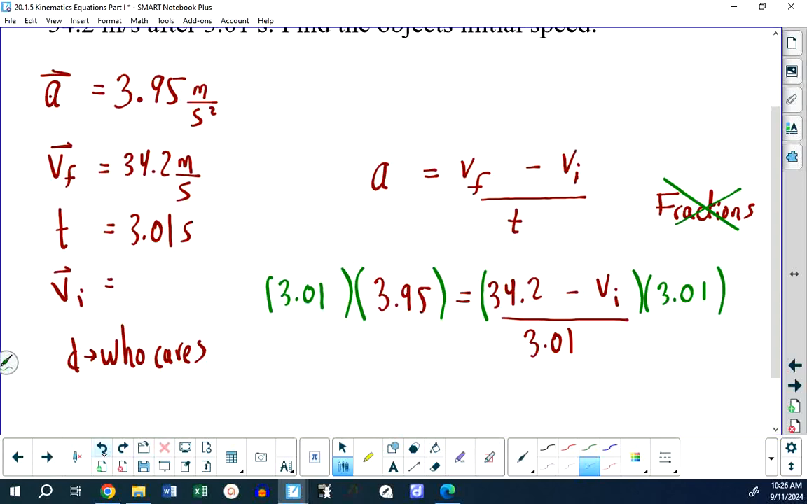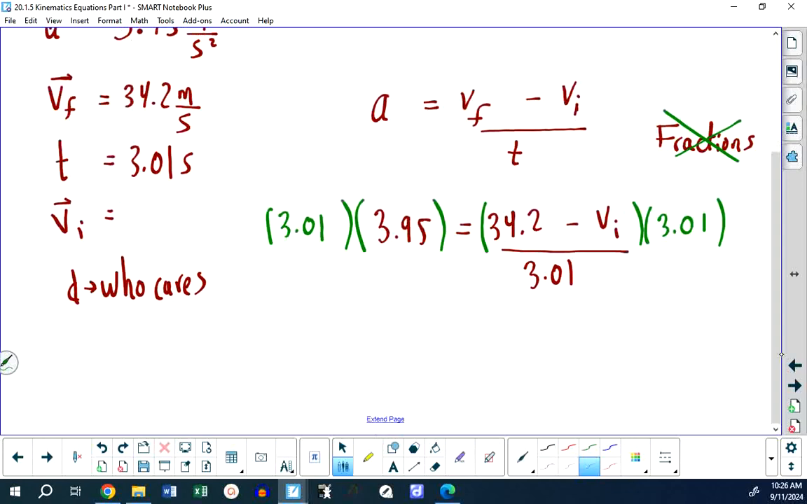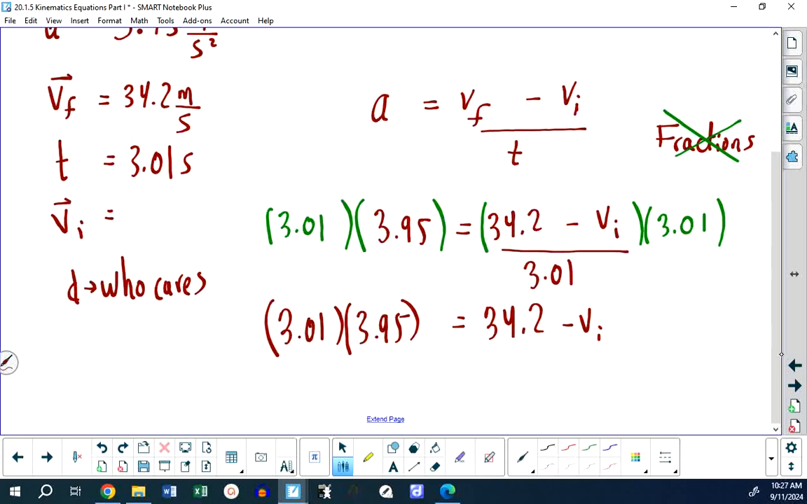So what happens is on the left-hand side, you're left with whatever this is, and I'm not going to worry about what it is. We can find out the value. And that's going to be equal to 34.2 minus VI. Because over here, this canceled. Now, and again, I do not mean to condescend to anyone. If what I'm saying is so obvious to you, then that's fine, but I know it's not to everybody.